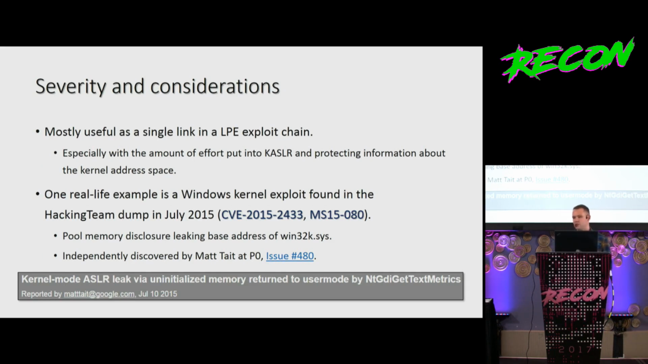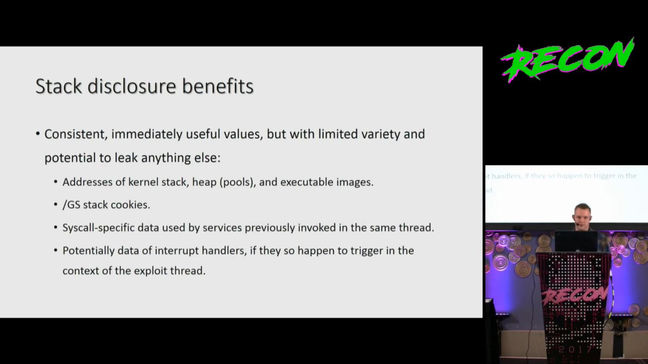I think that these bugs are mostly just useful as a single link in a local privilege escalation exploit chain, especially nowadays, given the fact that Microsoft, and also Linux, invest so much time and effort into KASLR and it being effective. One real-life example of this kind of issue being used in an LPE chain was in a Hacking Team dump in July 2012. They used a pool memory disclosure to leak the base address of win32k.sys. And it turned out that another member of Project Zero also found this bug and collided. Here you can see the title in our Project Zero bug tracker.